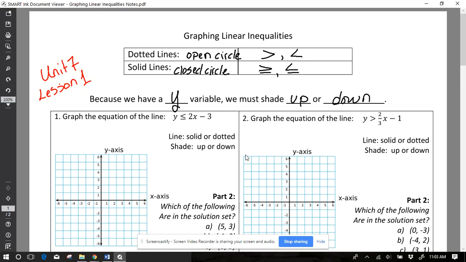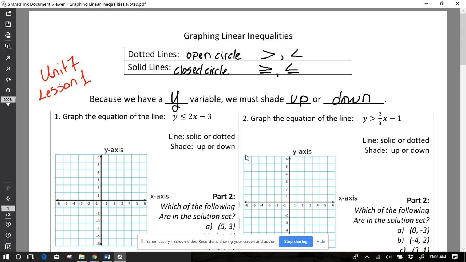Doing Unit 7, Lesson 1, which is graphing linear inequalities. Okay, I wrote some notes at the top of your paper, or my paper, that I want you to add to yours. Beside dotted lines, I put open circle. And beside solid lines, I put closed circle.